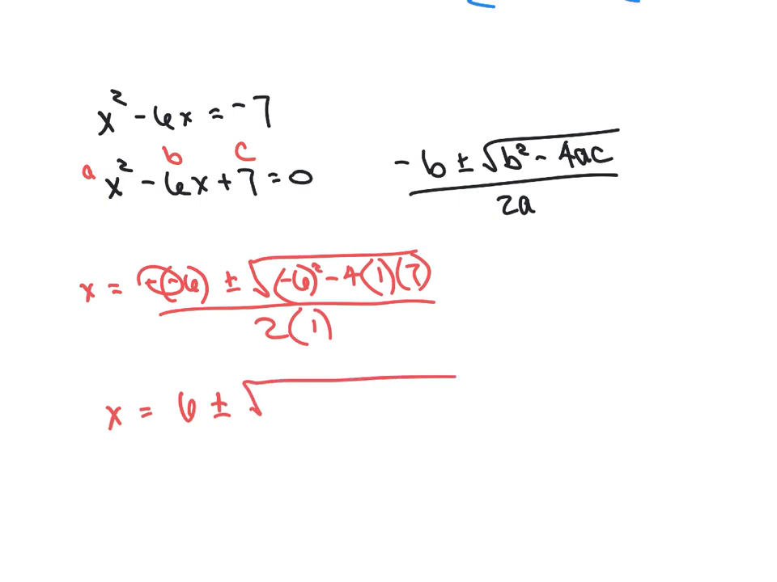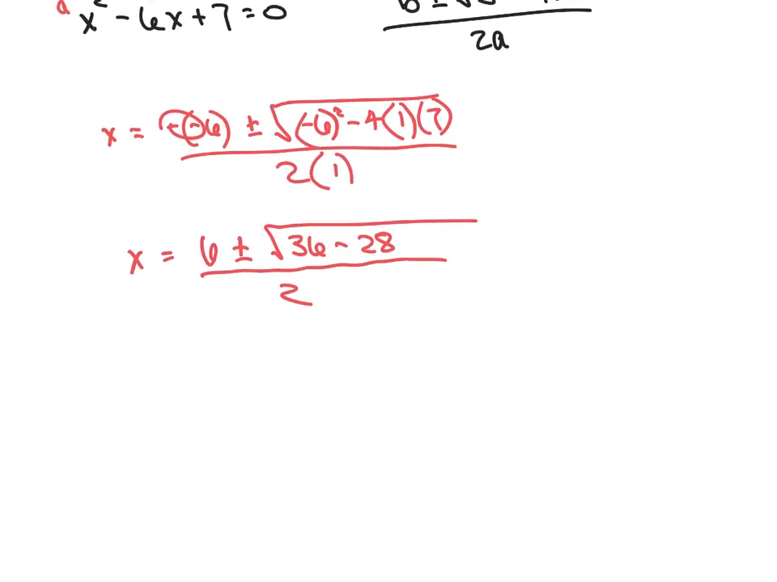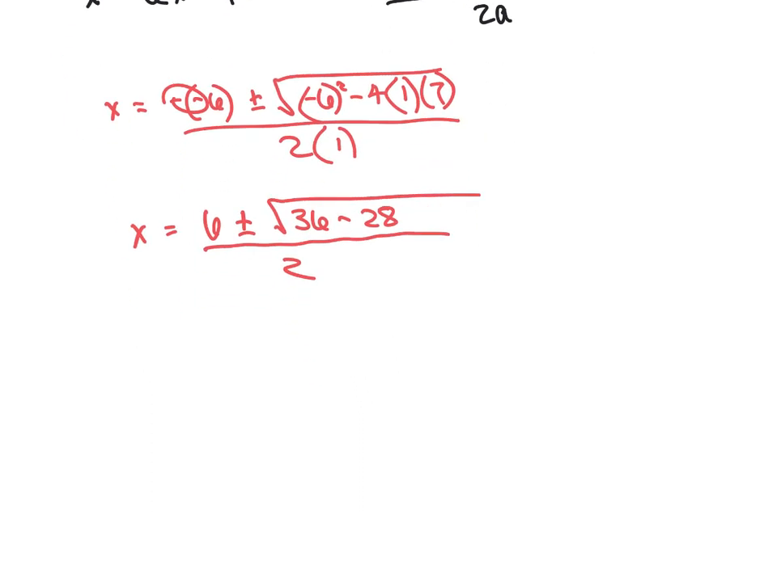Okay, so we're going to do, again, what is under here before we do anything else. So we've got 36 minus 28 all over 2. Some people have a hard time remembering that the entire thing is over 2, and sometimes they just put the radical over 2, and then you're going to get the wrong answer. So try to avoid doing that. Okay, 36 minus 28 is 8, and that's all going to be over 2.